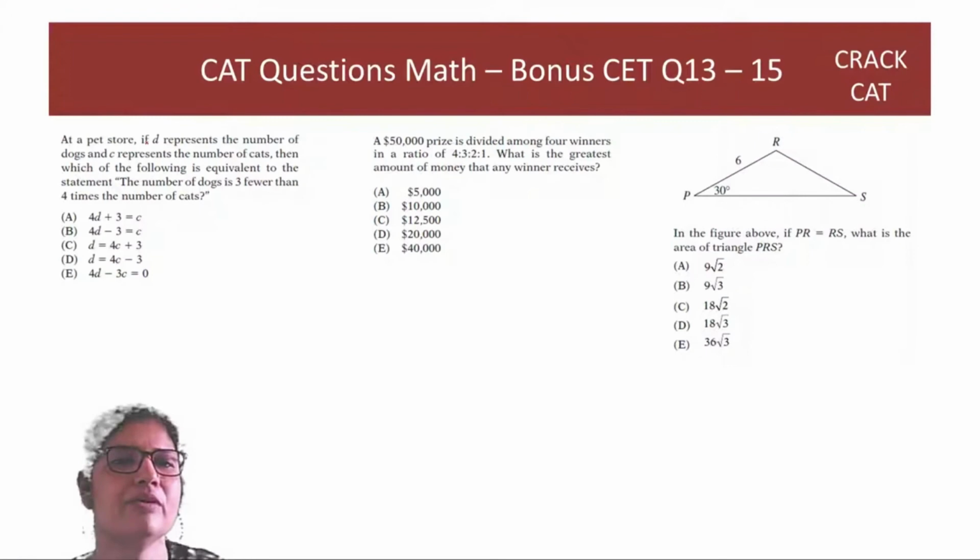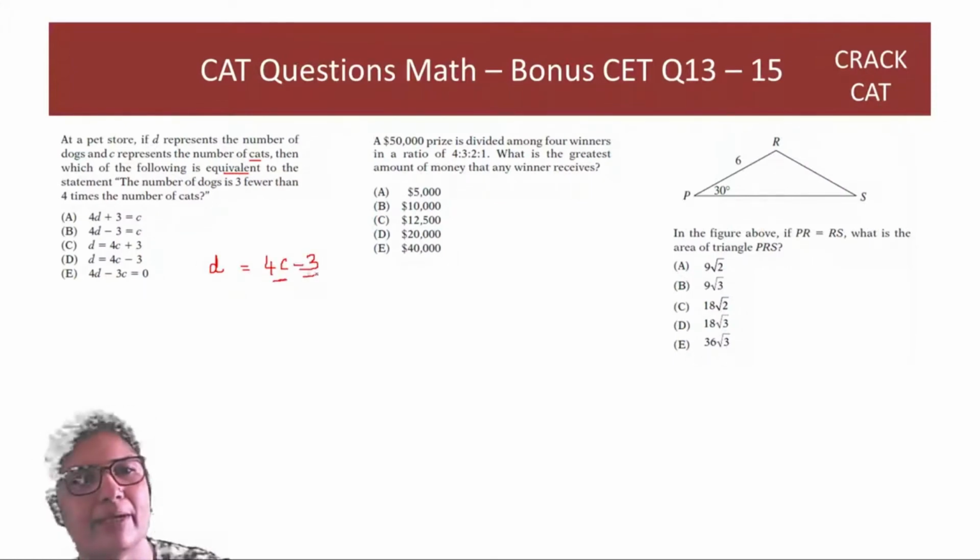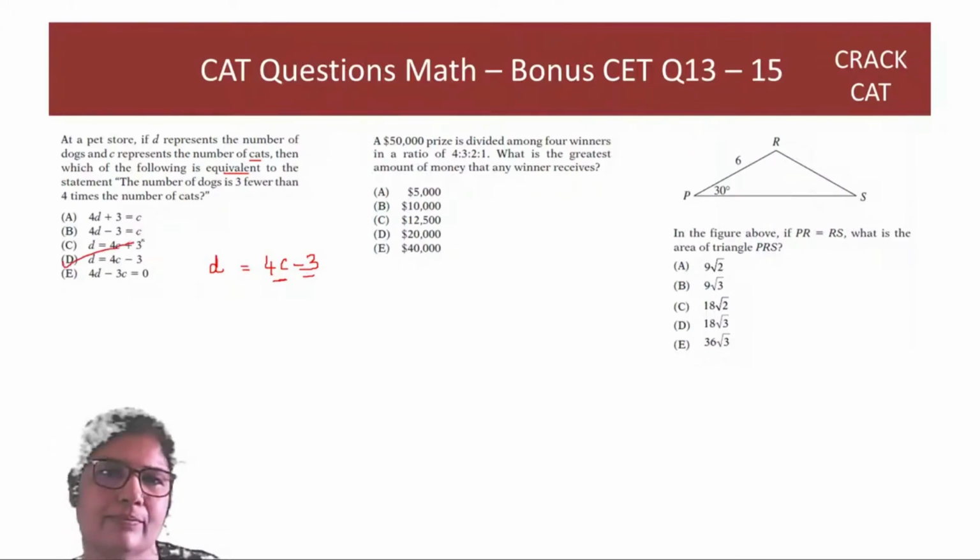At a pet store, if D represents the number of dogs and C represents the number of cats, then which of the following is equivalent to the statement the number of dogs, which is D, is 3 fewer than 4 times the number of cats. 4 times the number of cats minus 3, right? So answer is option D.